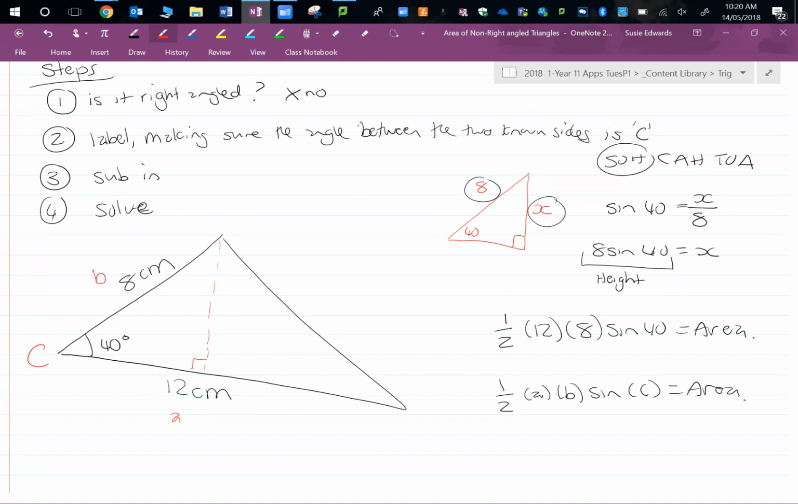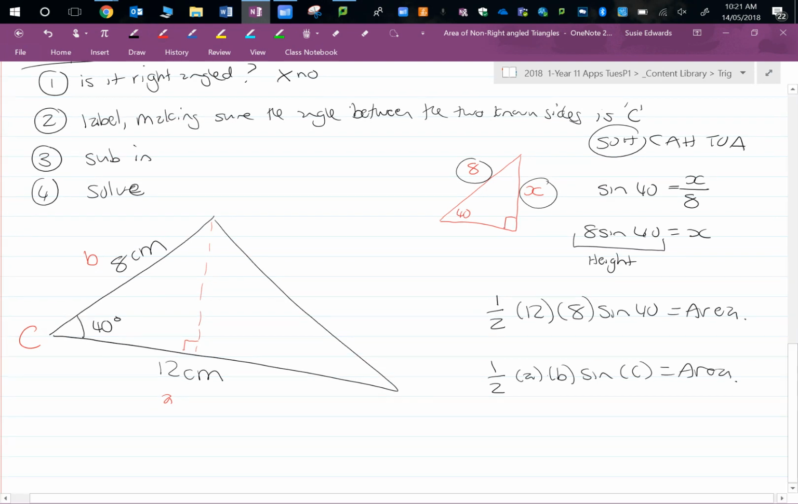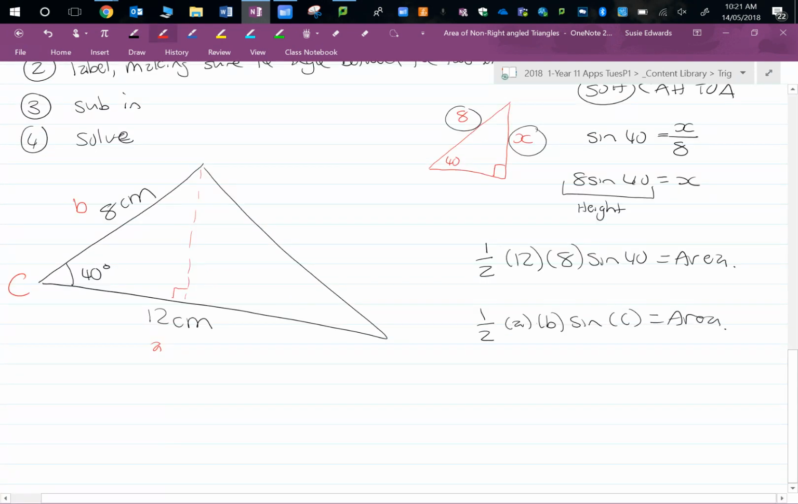Now, you don't need to know why it works. However, I just want to show people so that they know there's a reasoning behind it. It's not just a random formula which works. That's why it works. We use SOH CAH TOA to find the height and so on. What you need to know is that is the formula for it.